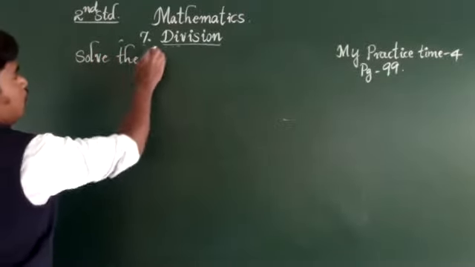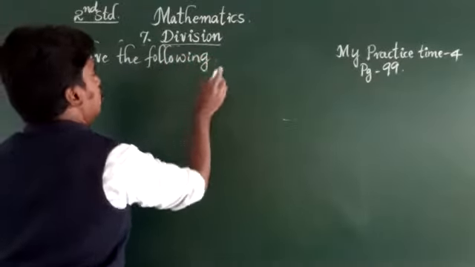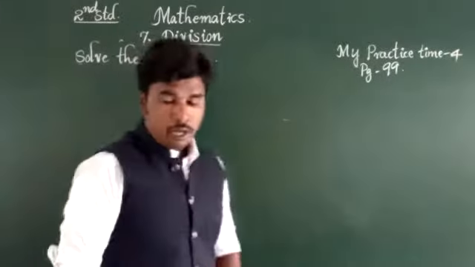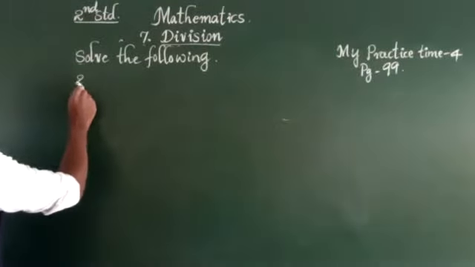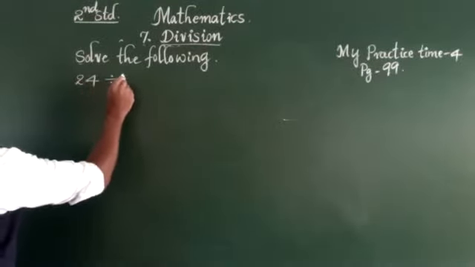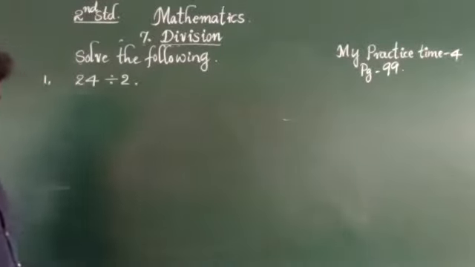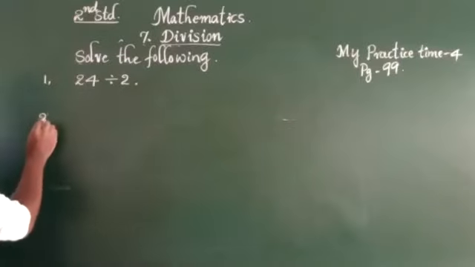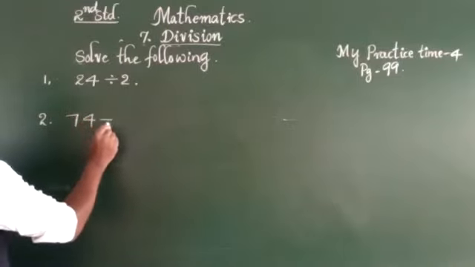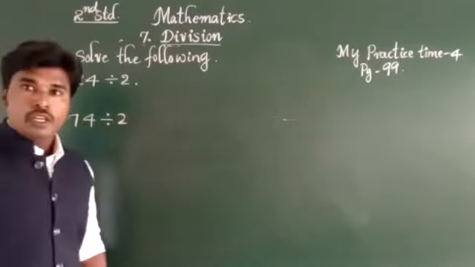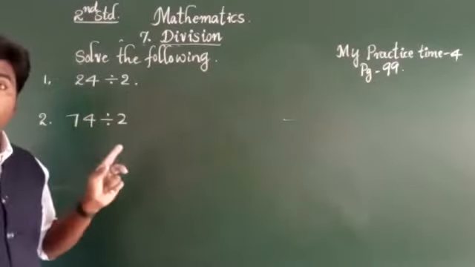Solve the following. Observe here, dear children. The question is 24 divided by 2. It is the first one. The second one is 74 divided by 2. Dear children, 24 divided by 2 and also 74 divided by 2.